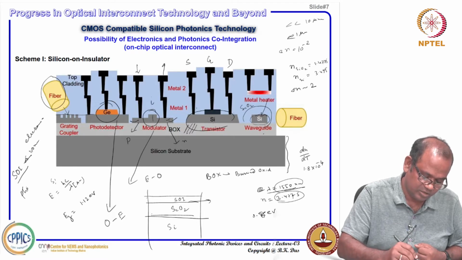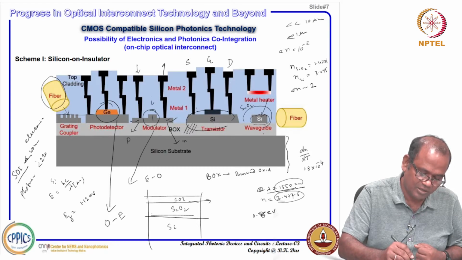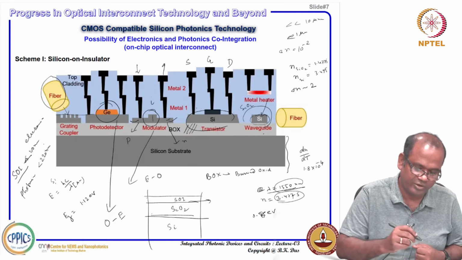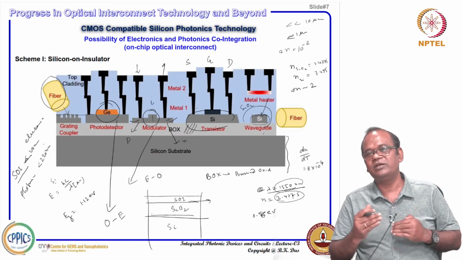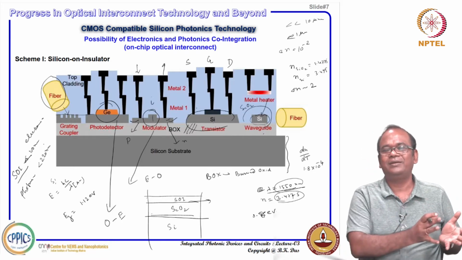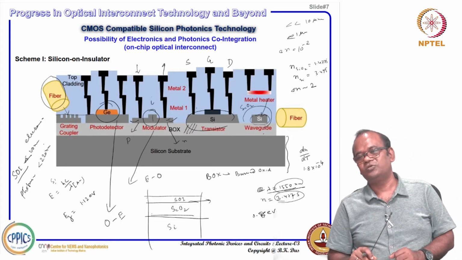this is for electronics, and this is for photonics, where typically people are using less than 220 nanometer thickness. So, you can have some kind of compromise in device layer thickness, so that you can integrate both electronics and photonics together in a silicon on insulator substrate.